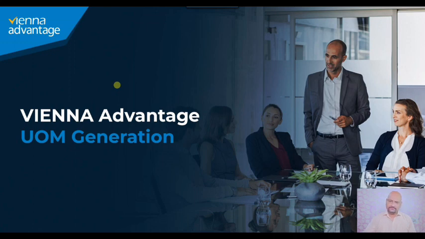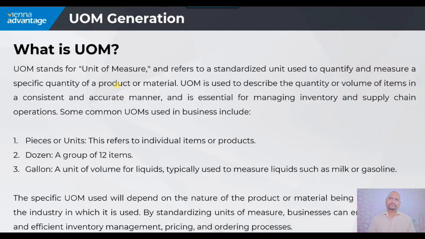Okay, so let's move on to the formal definition of unit of measurement. UOM stands for unit of measurement and refers to a standardized unit used to quantify and measure a specific quantity of the product or material. UOM is used to describe the quantity or volume of items in a consistent and accurate manner and is essential for managing inventory and supply chain operations.